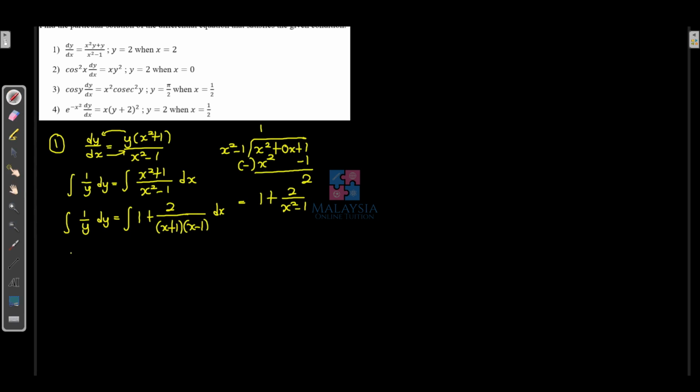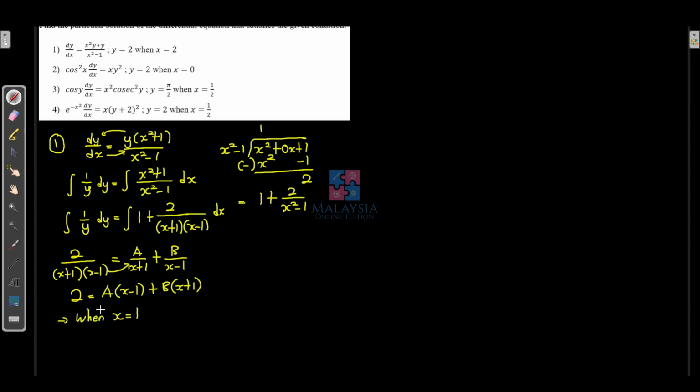Now for this, 2 over (x plus 1)(x minus 1), these are two linear factors. So we have a over (x plus 1) plus b over (x minus 1). Then you bring the denominators on the left hand side to the right hand side. So you have 2 equals a(x minus 1) plus b(x plus 1). We can use the elimination method. For example, when x equals 1, we have 2 equals, a is eliminated because 1 minus 1 is 0, so we have 2b. So our b is 1.